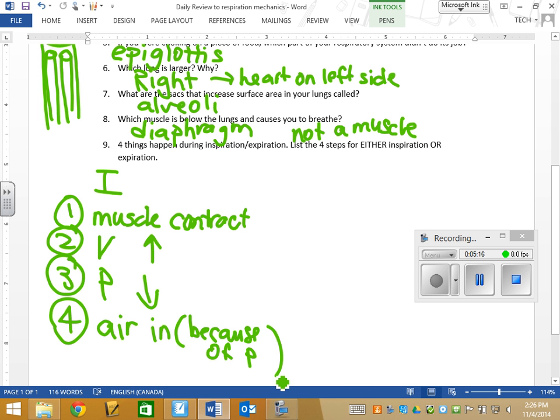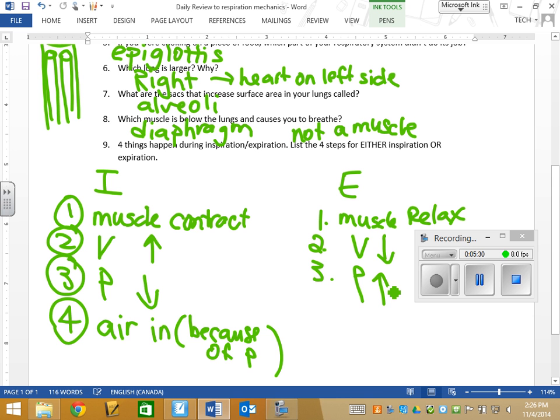Now, expiration or exhaling is the same 4 steps with a slight difference. In the first step, your muscles relax. In the second, volume decreases. In the third, pressure increases. And in the fourth, air goes out because now pressure is higher in the lungs than outside, and air always flows from an area of high pressure to an area of low pressure.